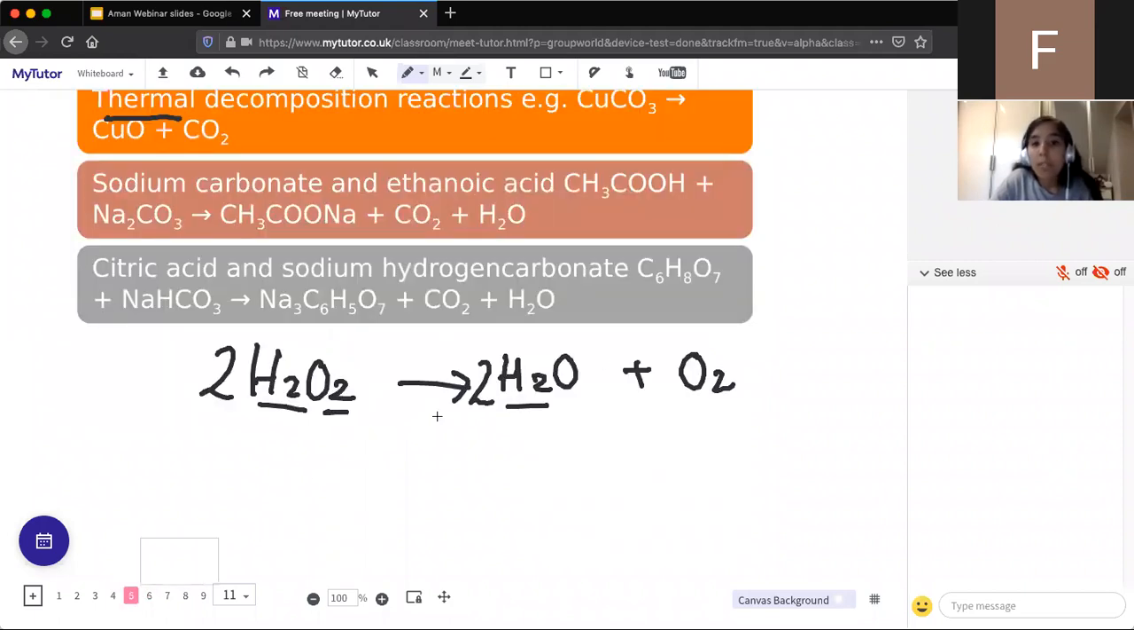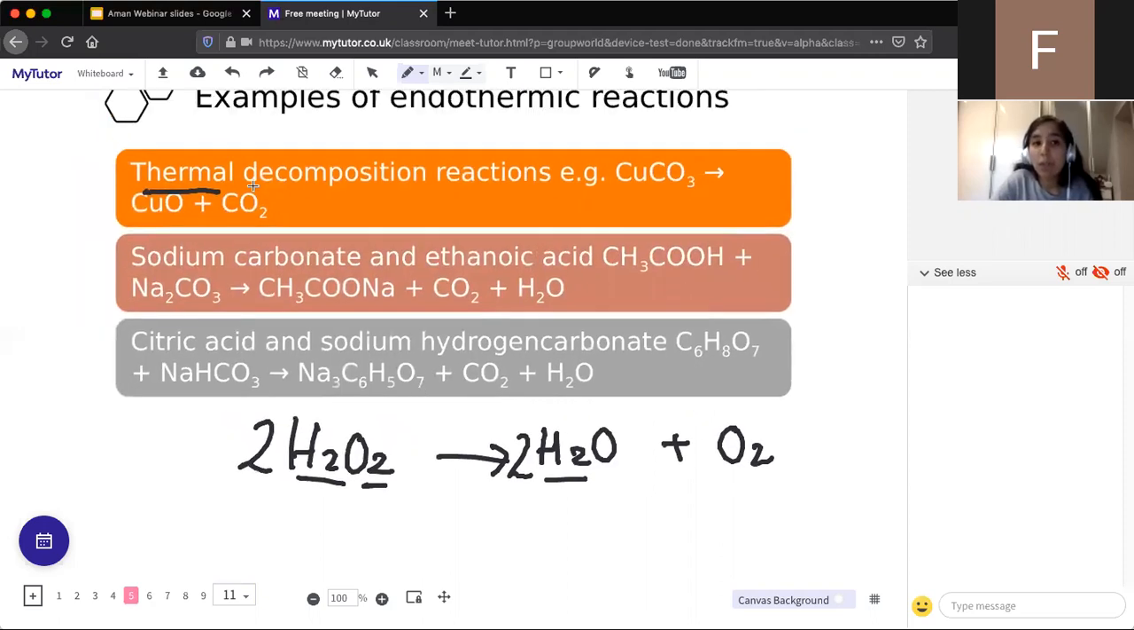So this equation that we did on hydrogen peroxide is exothermic. I was giving the difference between thermal decomposition and decomposition. Thermal decomposition reactions are endothermic, and it must be thermal, whereas hydrogen peroxide decomposing are not thermal decomposition reactions, and therefore they're just plain decomposition reactions, so they are exothermic. So that was the example I was giving there.